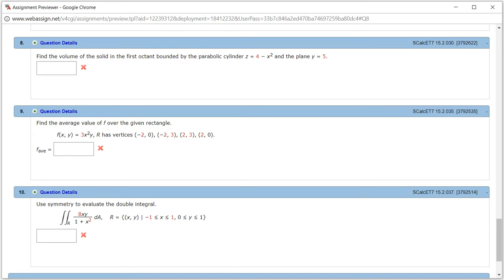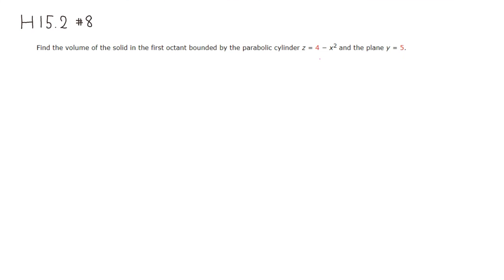Alright, let's look at homework 15.2, problem number 8. We want to find the volume of the following solid. This is going to be in the first octant and bounded by the cylinder z equals 4 minus x squared, and also the plane y equals 5.